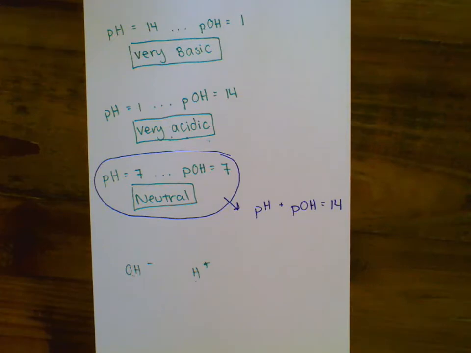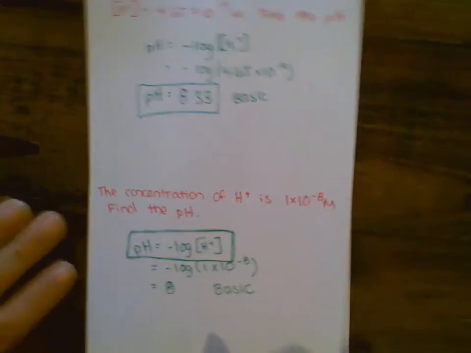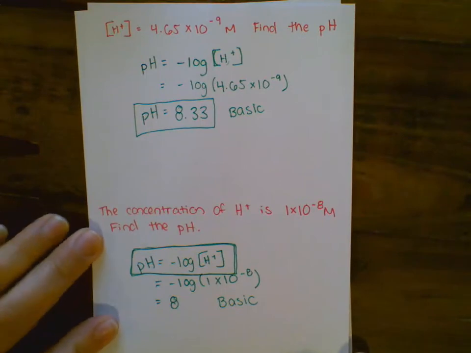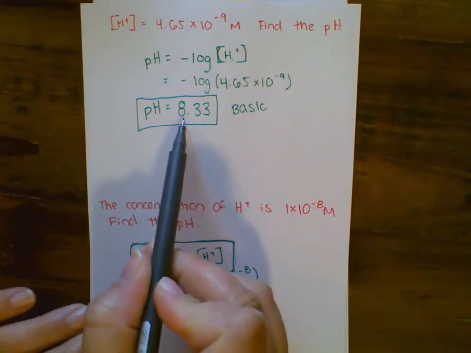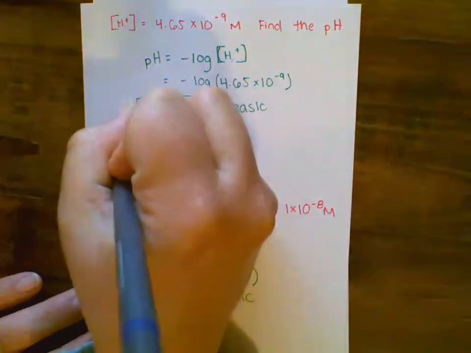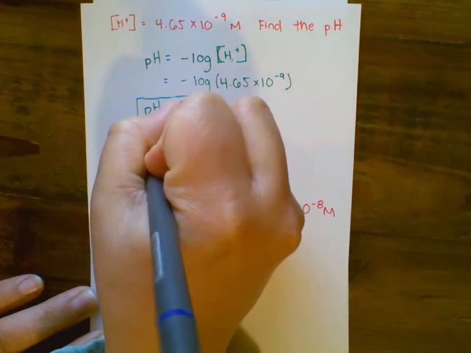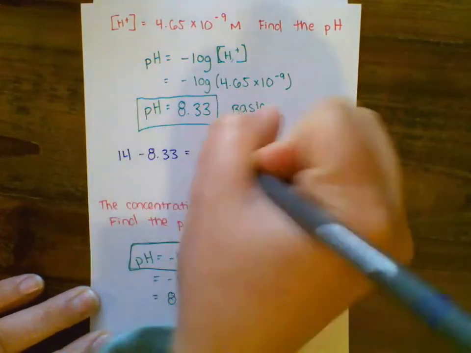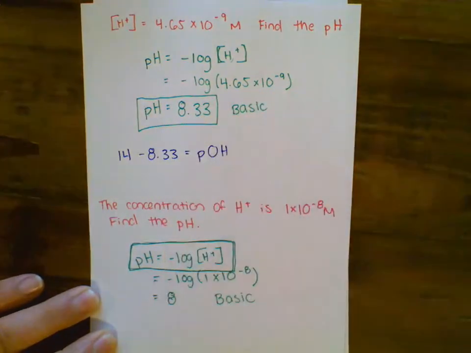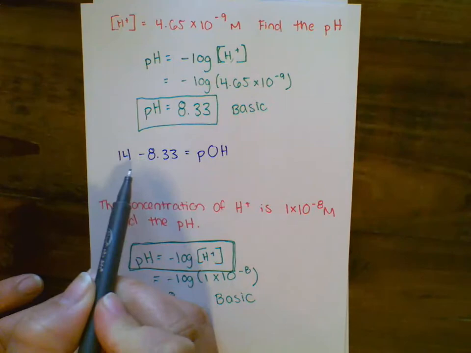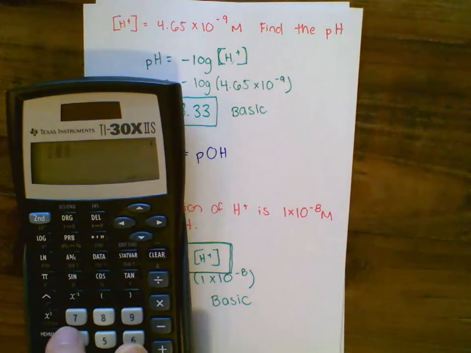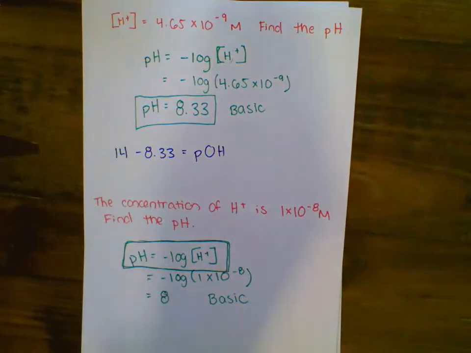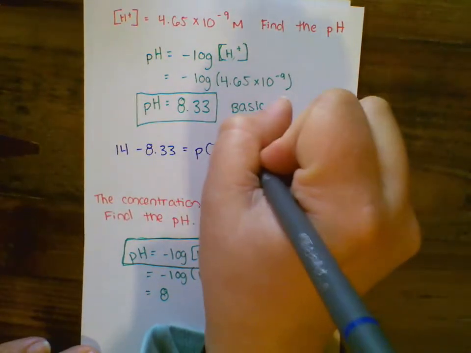Let me show you how it works. So what I have right here is our pH calculations from the first day. All I'm going to add to it is this rule that we just said. So if I know that the pH is 8.33, I can do that little math step where I take 14 minus 8.33, which will give me my pOH, because remember, pH plus pOH gives me 14. So if I put it into my handy dandy calculator, 14 minus 8.33, in this case, I get a pOH value of 5.67.